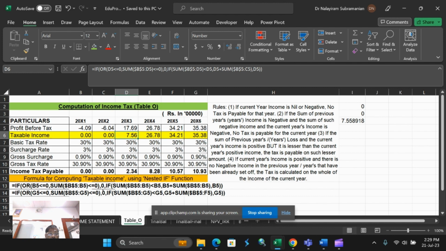So these are the three scenarios we consider. In fact, four scenarios. This one is less than 0. If these two sums are less than 0, and if you add all three sums, I mean the profit before tax, there is a positive which is lesser than the profit for that particular year, then the tax is calculated accordingly.